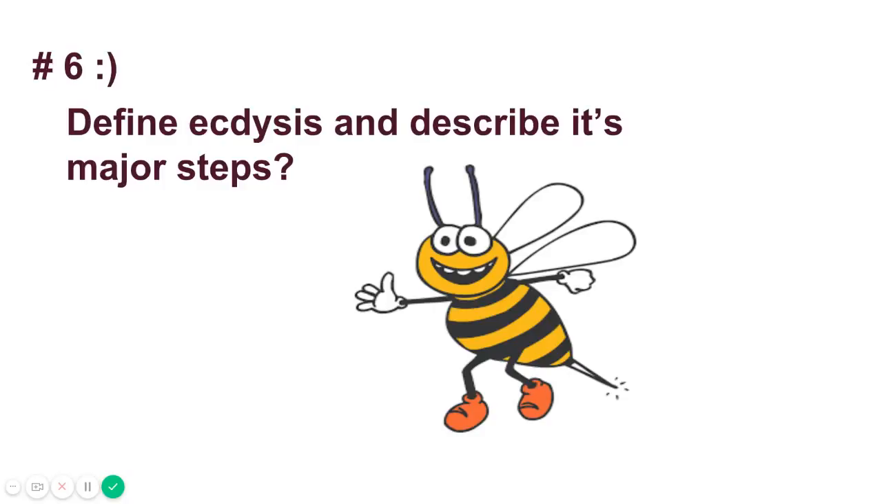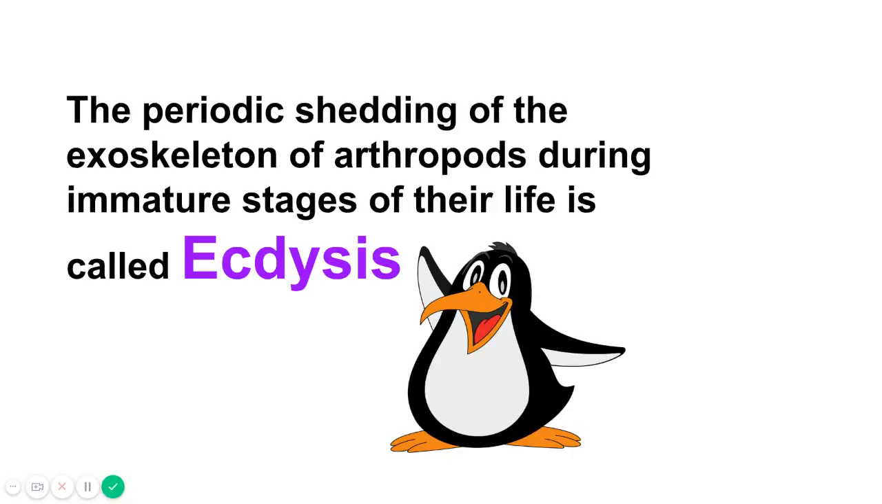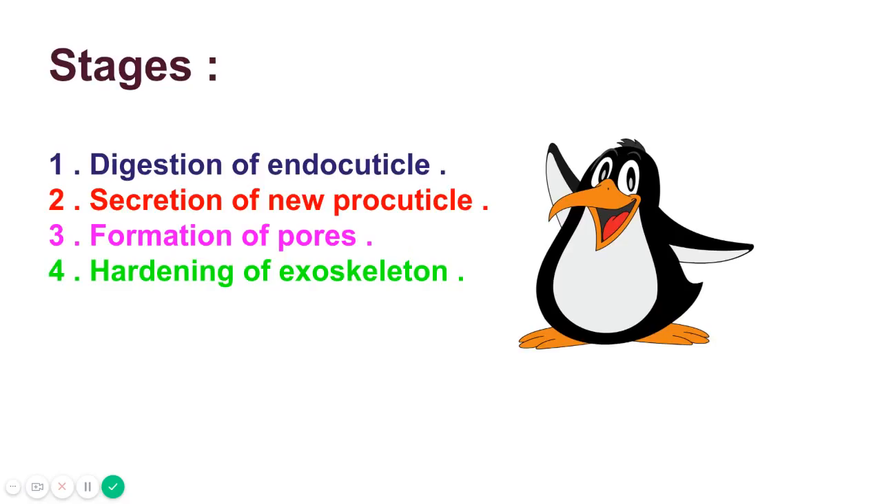Now question number 6 is define ecdysis and describe its major steps. Firstly, you should know what ecdysis means. The periodic shedding of the exoskeleton of arthropods during immature stages of life is called ecdysis. So the periodic shedding of exoskeleton is called ecdysis.